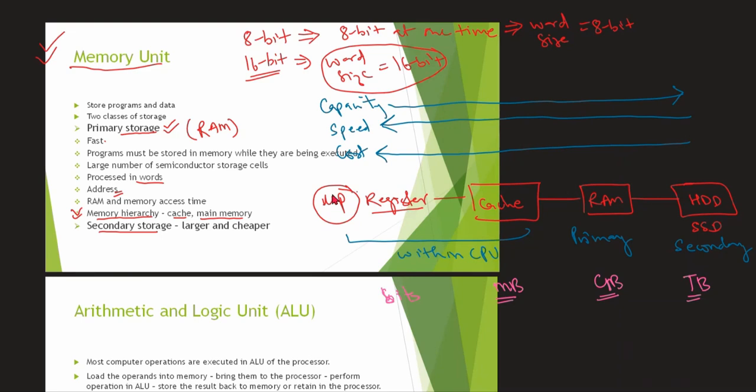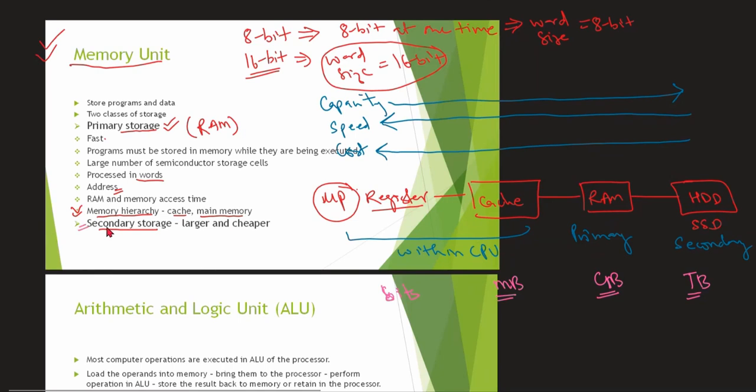So these are the different memory systems of the computer system. Secondary memory is the one that is used as backup storage. This is the secondary.